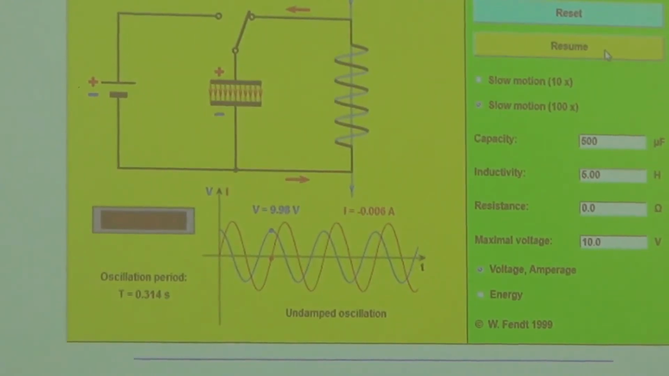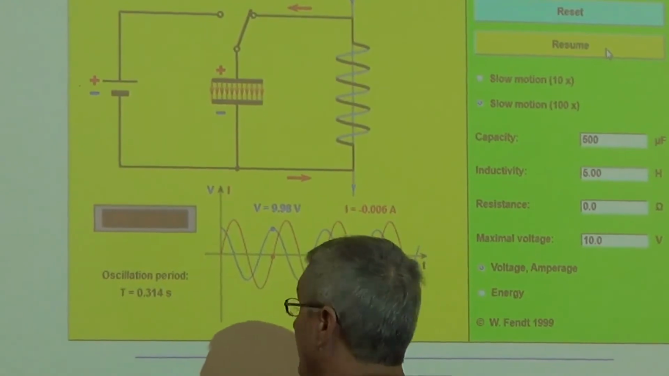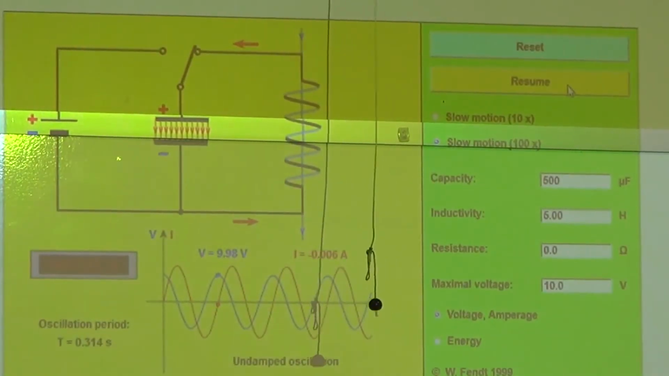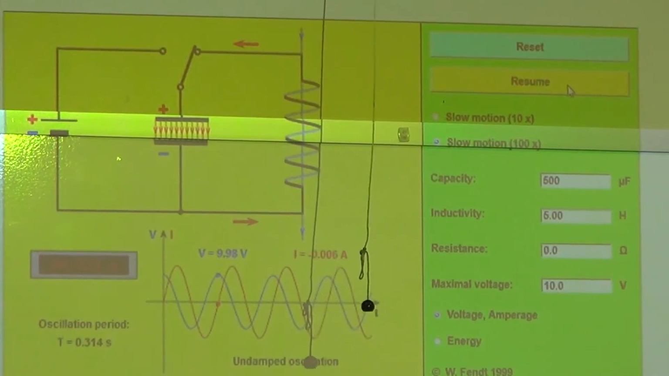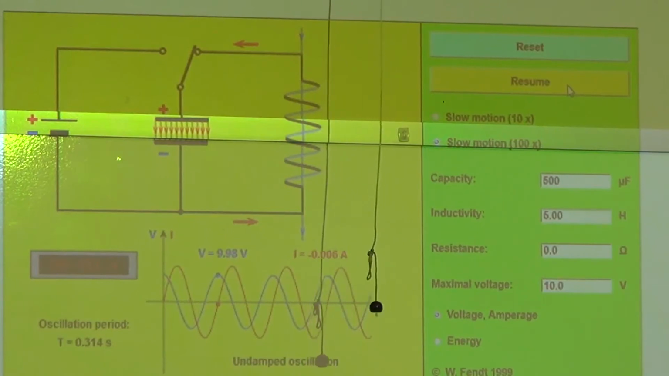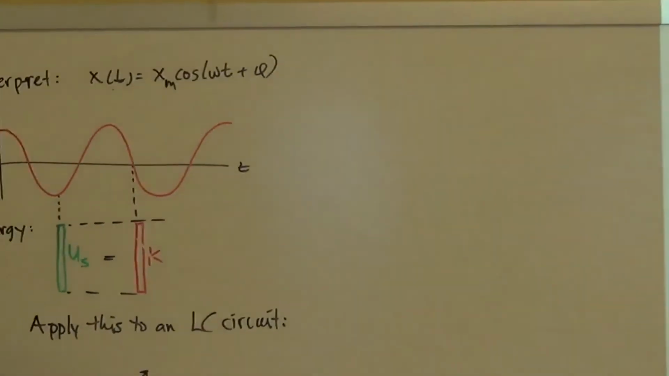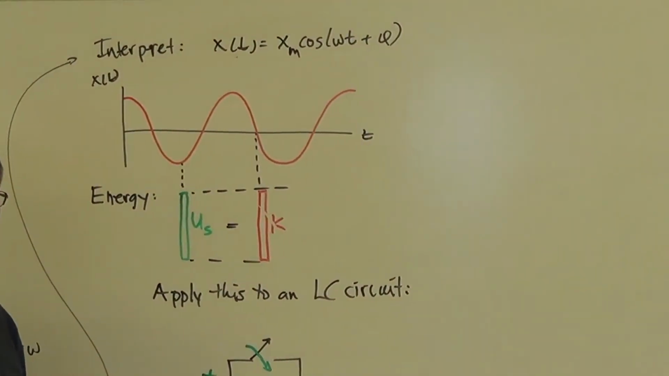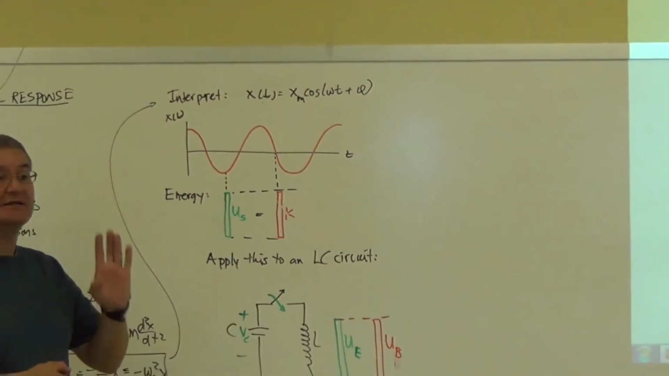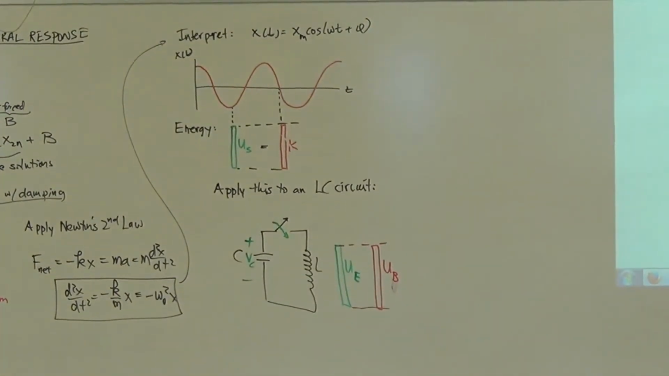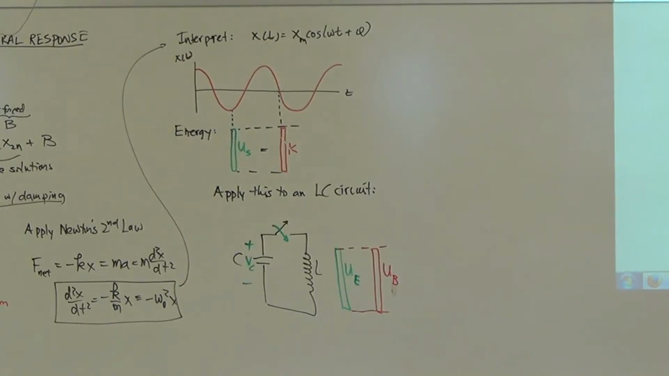So energy-wise, it makes sense, right? If there's no resistor in the circuit, it's going to do that. So the big difference here is the resistance. What does the damping do to this oscillation? What does the resistance do to this oscillation? And you're going to find that there are 3 types of damping, and these 3 types really make a big difference.